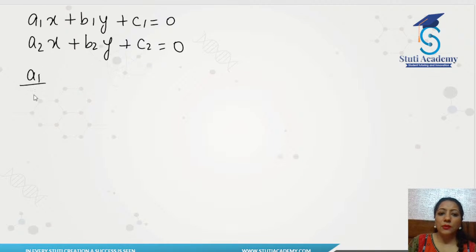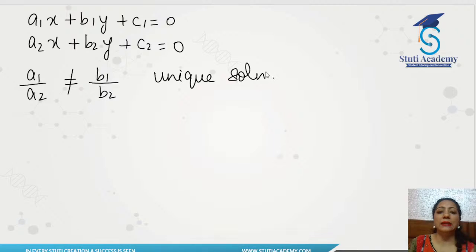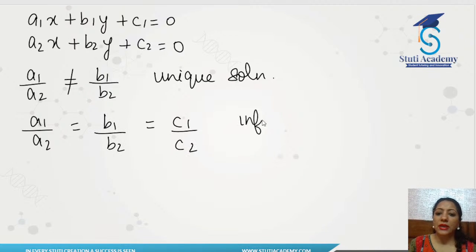So we'll check here a1 upon a2 and b1 upon b2. We'll take out these ratios and check whether they are equal or not. If they are not equal, that means a1 upon a2 is not equal to b1 upon b2, then we will say that the set of equations has a unique solution, exactly one solution. If we have a1 upon a2 equal to b1 upon b2 equal to c1 upon c2, this is the case of infinite solutions. That means the set of equations has infinite solutions.